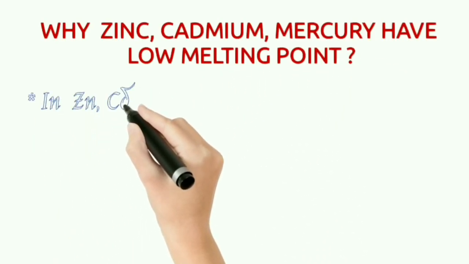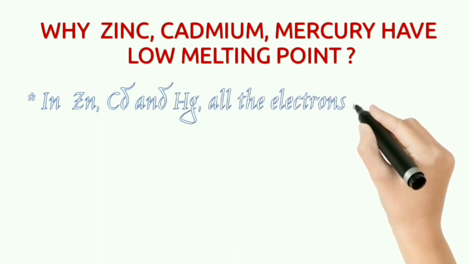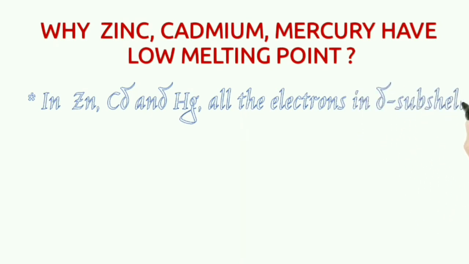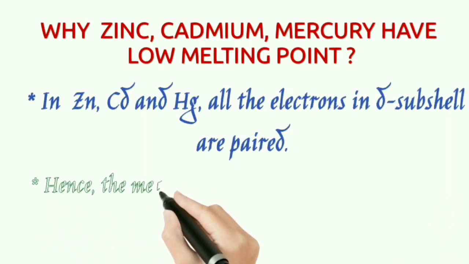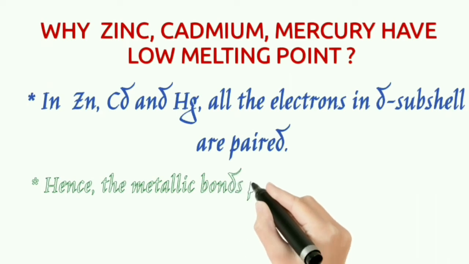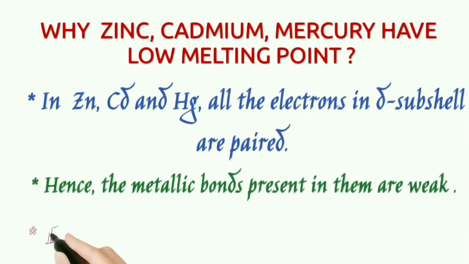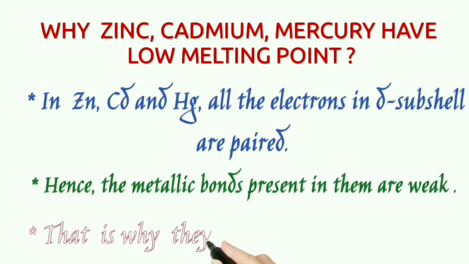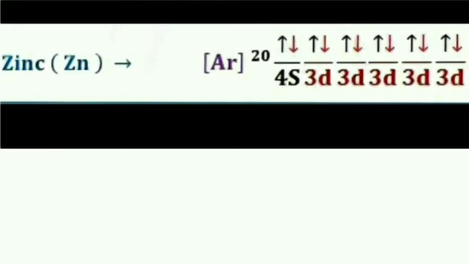They are present at the end of the series: 3d10 4s2 for zinc, 4d10 5s2 for cadmium, and 5d10 6s2 for mercury. So here the point is metallic bonding: zinc, cadmium and mercury have low melting points because the metallic bonds present in them are very weak in nature. That's why they have very low melting points, because they have a completely filled configuration. The electrons are not free to be involved in bond formation, so they are not involved in bond formation, and that's why they have low melting points.